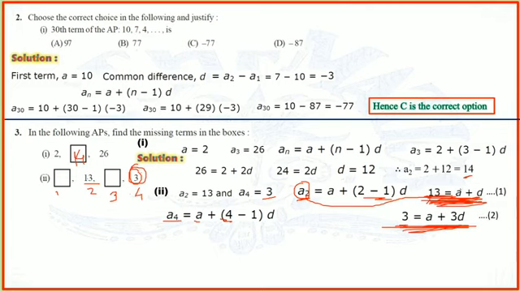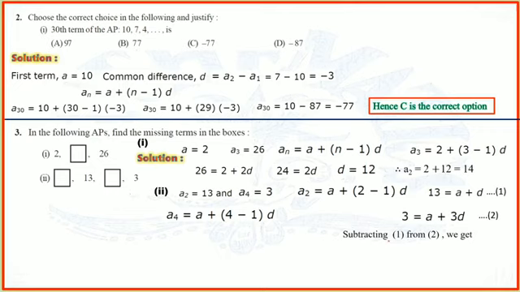Now as you can see, here we have A, here we have also A, so we can subtract these two. Subtracting second minus first, we will be changing the signs, minus, minus and minus. We have studied this in chapter number 3. A and A is removed, and 3D minus D will be 2D, and 3 minus 13 is minus 10.